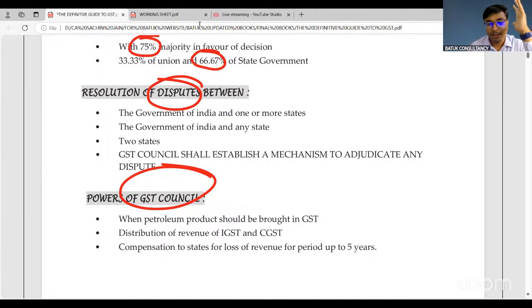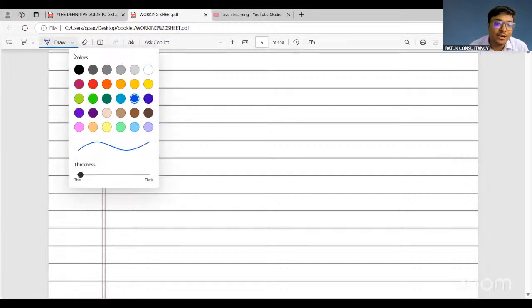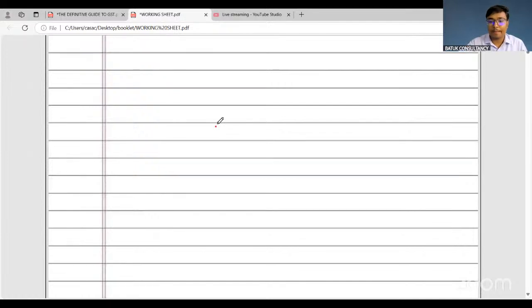Now, is the constitutional background okay for everyone? Article 246A, Article 246A sub-clause 2, everything is okay for you? The GST council, the powers, the distribution of revenue, and the 5 petroleum products, is everything okay for everyone? Just confirm once in the chat box, so that we can start our discussion on the sections part of GST.